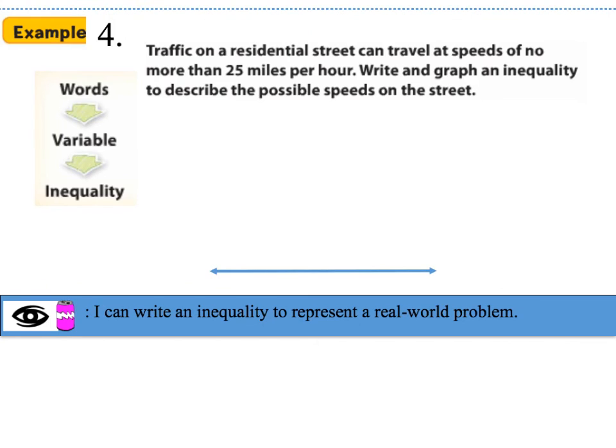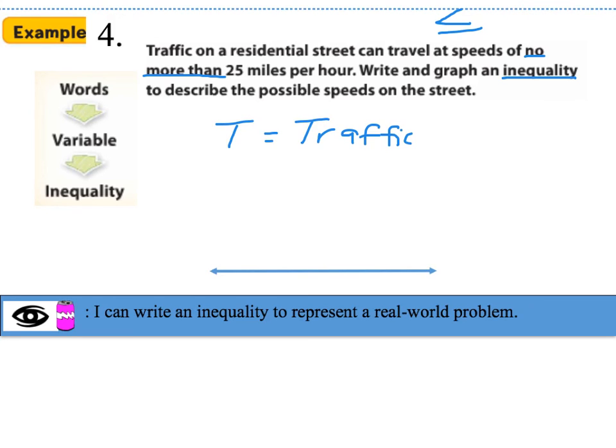For example 4, it says the traffic on a residential street can travel at a speed of no more than 25 miles per hour. Write and graph an inequality to describe the possible speed on this street. So they're asking us to graph an inequality, and I see the keywords no more than. If you remember back from the key concepts, the no more than symbol looks like this, the less than or equal to symbol. So I'm going to identify the variable as t, and t is going to stand for traffic.